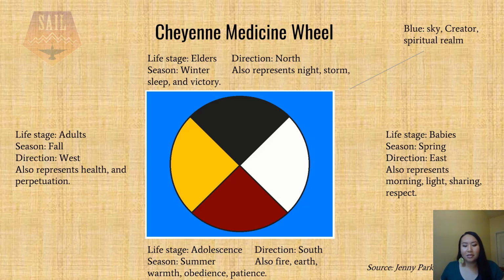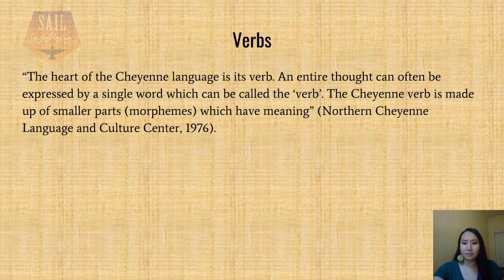And I bring this up because the culture and the language do go hand in hand. You can't just study one and not the other. Now, when looking at the language, the most important thing to pay attention to are the verbs. I found this quote in the English Cheyenne Student Dictionary that sums it up pretty well. It says, "The heart of the Cheyenne language is its verb. An entire thought can often be expressed by a single word, which can be called the verb. The Cheyenne verb is made up of smaller parts, morphemes, which have meaning."